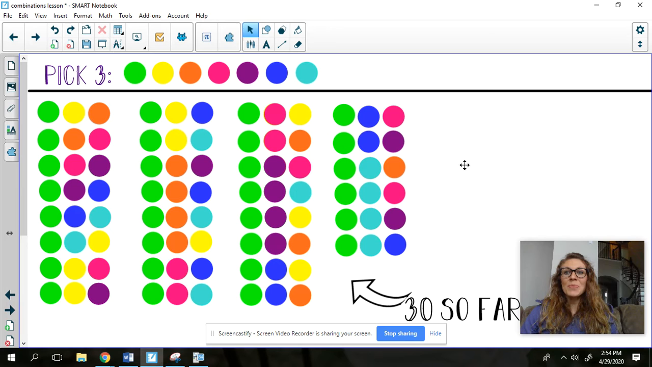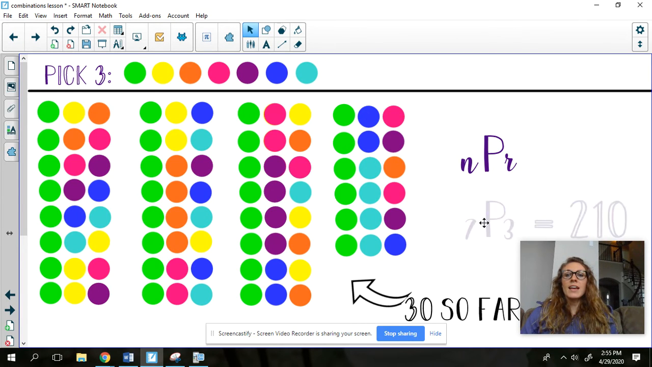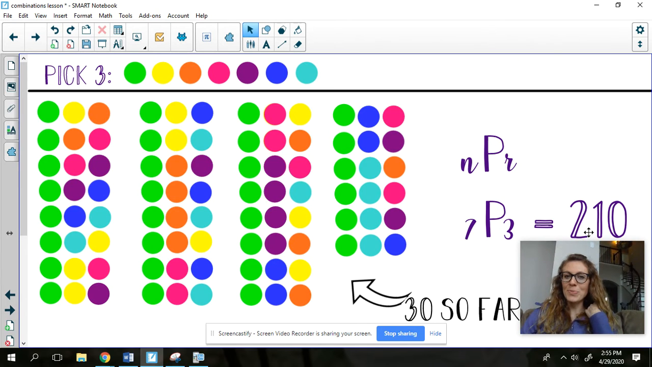starting with green. Now, we learned with Mr. Johns that we could have done this with a formula, right? So here's our permutation formula, nPr. And so for our situation, we had 7 colors and we were getting to pick 3 of them. That would mean that there were 210. I only listed out 30. There were 210 different ways that we could have done that.